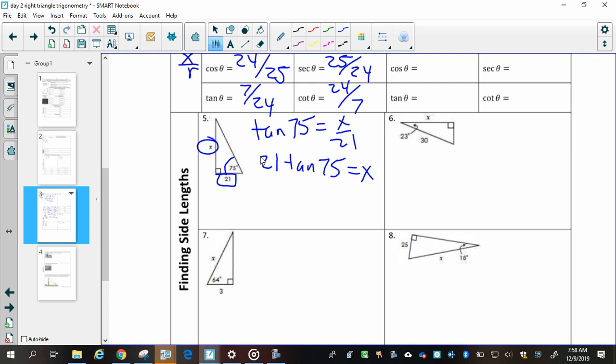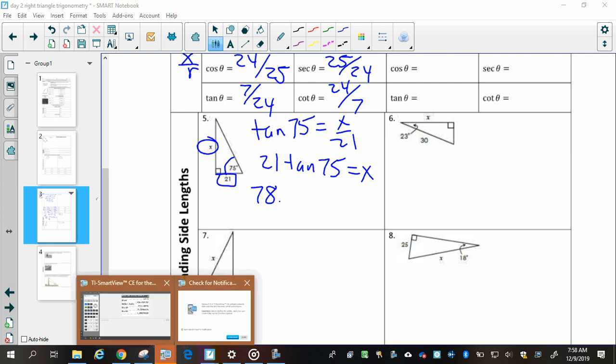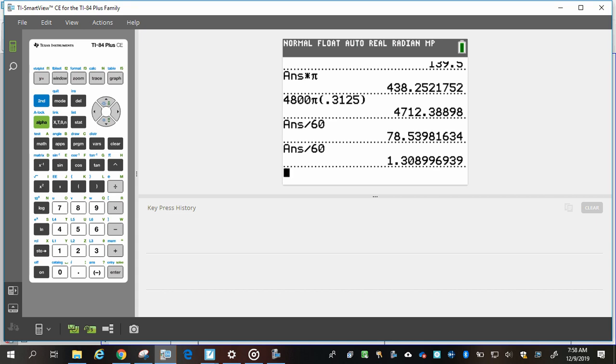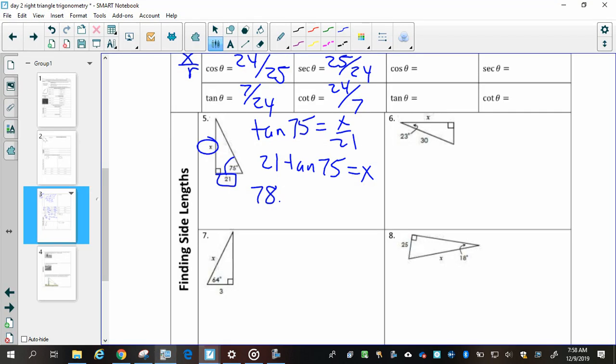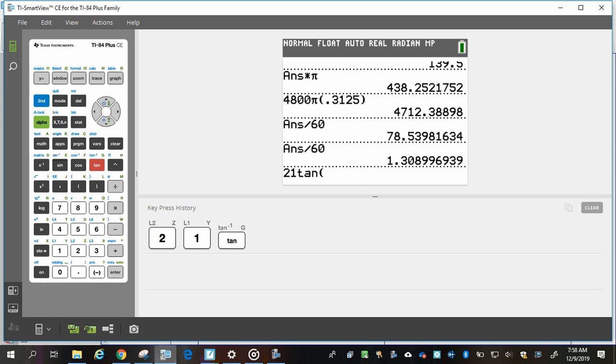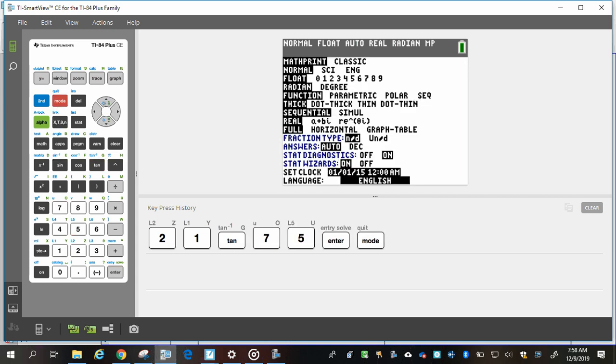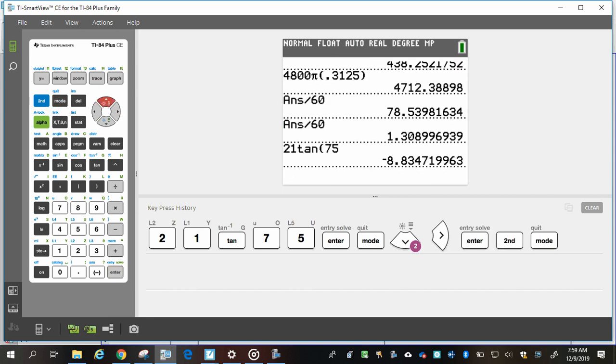What was the answer, what was x? 78.33. I think that's the right number. Mine's not in degrees. Let's try that again.